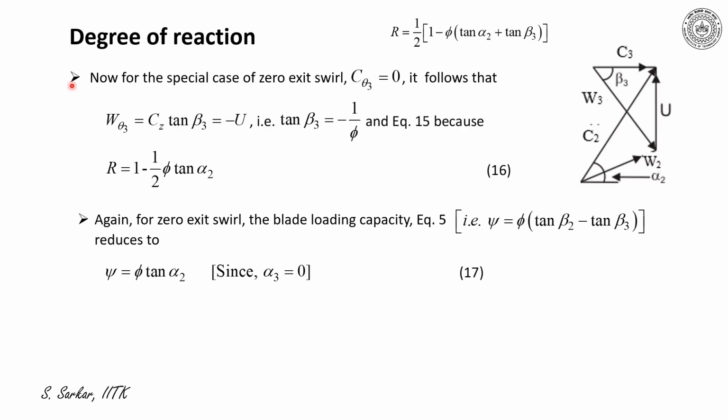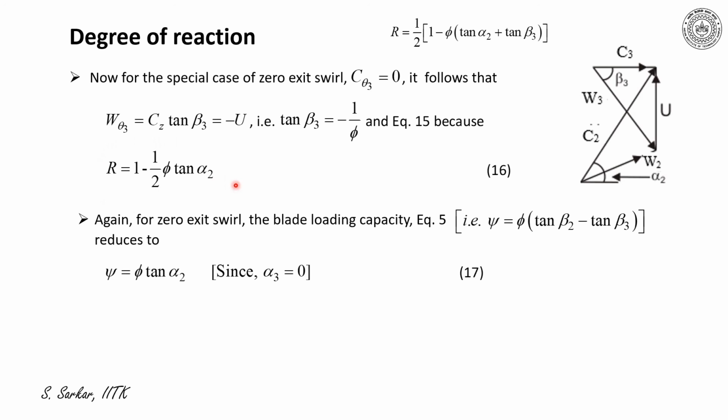Another very interesting case is what happens when the outlet velocity c3 becomes axial. When c3 becomes axial, c theta 3 is equal to 0, and it follows that w theta 3 is equal to cz into tan beta 3. That we get from the velocity triangle as indicated here. And hence w theta 3 is equal to minus u. Thus I can write tan beta 3 is equal to minus 1 by phi. Now from equation 15 we get r is equal to 1 minus half phi into tan alpha 2. So this is the expression for r.